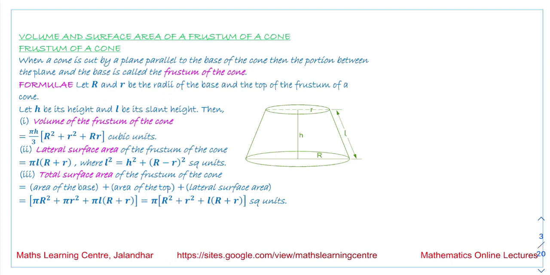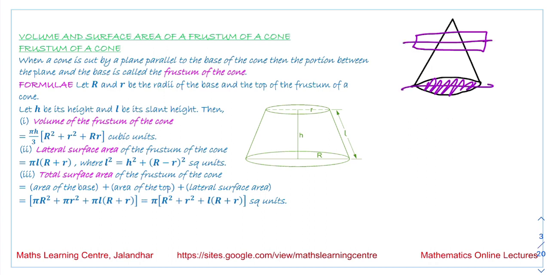Suppose we have a complete cone, and we cut some portion from the cone with a plane, and these two planes are parallel to each other. So we have removed this upper portion of the cone, and we will be left with some figure in this form. The remaining portion between the plane and the base is called the frustum of the cone.